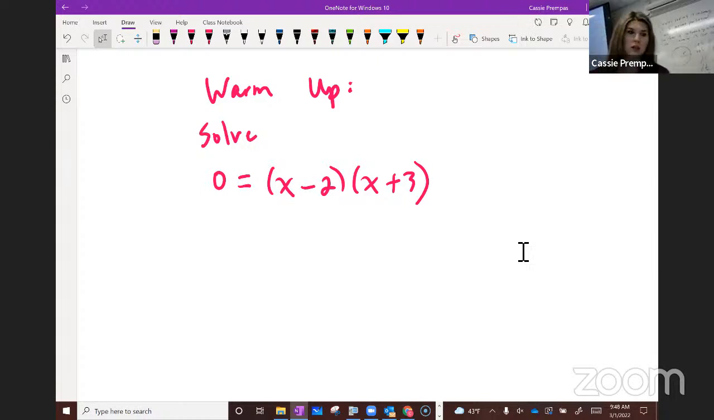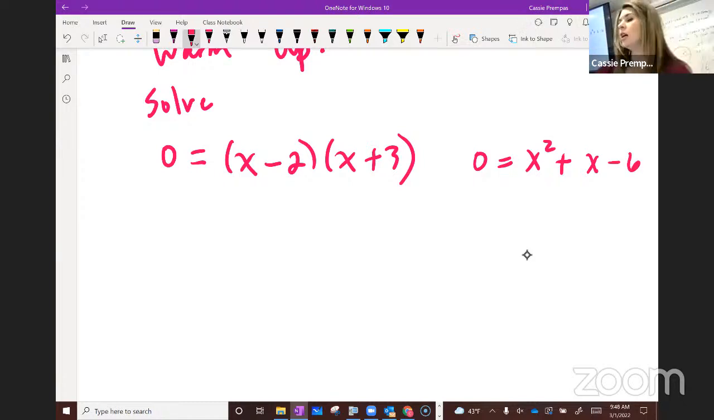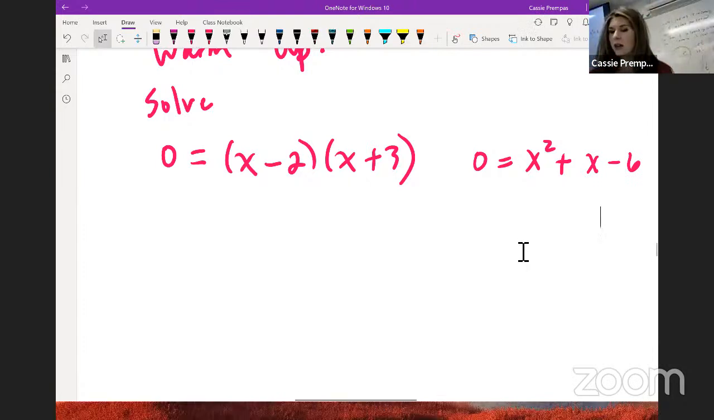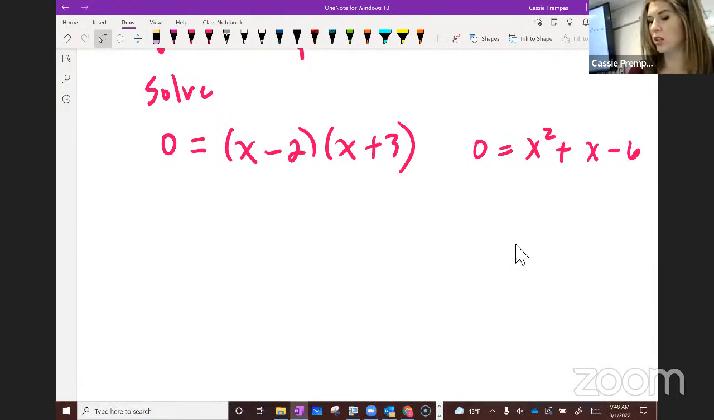Jake, what's the answer? So that's it multiplied out. Awesome. I'll give it to you because you multiplied it out correctly. If you had multiplied this out, you would get x squared plus x minus, what did you say? I think 6 is what you said. So yes, I'll give you that for having it multiplied out, but it's not quite solving the equation. So let's go to another group. Derek.